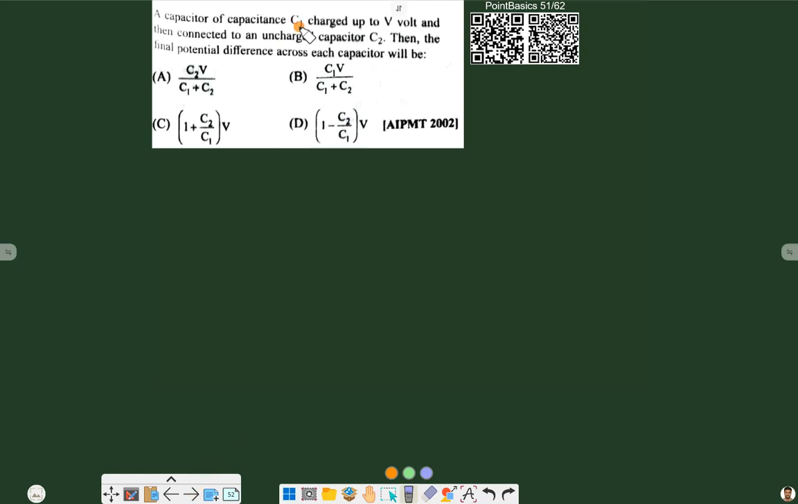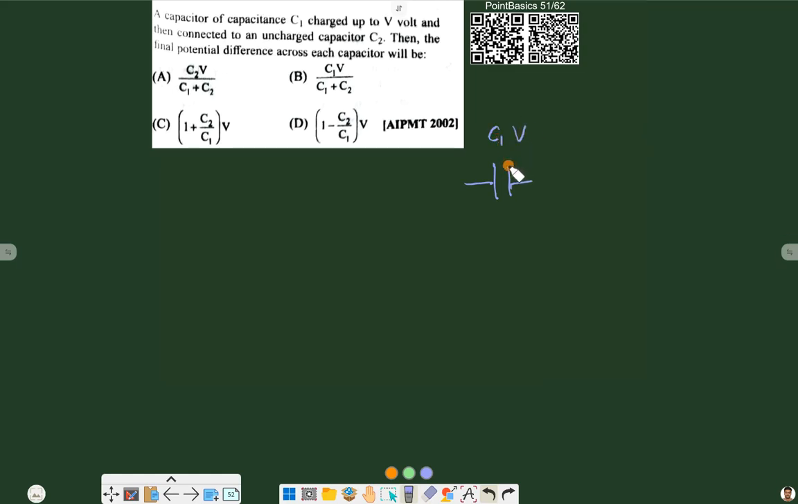A capacitor of capacitance C1 is charged up to V volt and then connected to an uncharged capacitor C2. Then the final potential difference across the capacitor will be? So we have to find out the final potential difference across each capacitor, or we can say we have to find out the common potential. What will be the common potential of these capacitors? So suppose this is C1 and it is charged by potential V.